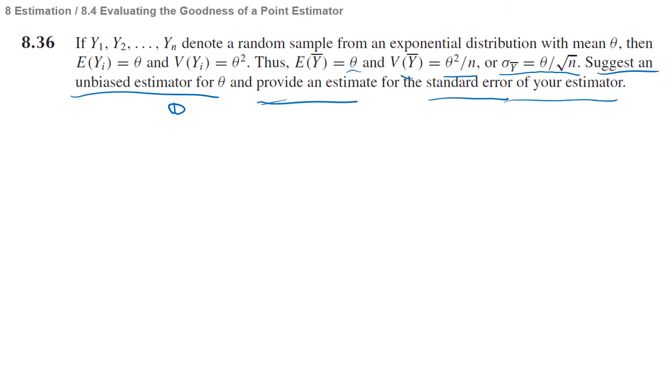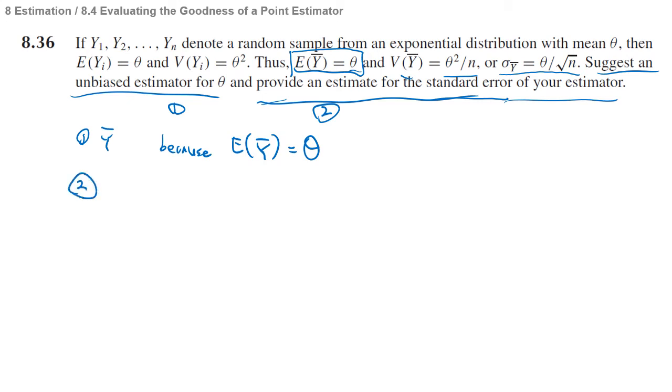Okay, so this is problem 2. The first one is: suggest an unbiased estimator for theta. And actually, we can directly make our estimator using this. Since the expected value of Y bar equals theta, we can propose our unbiased estimator as theta hat equals Y bar. Y bar is our unbiased estimator because the expected value of Y bar itself is theta.